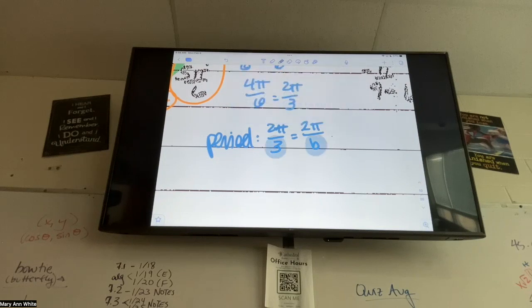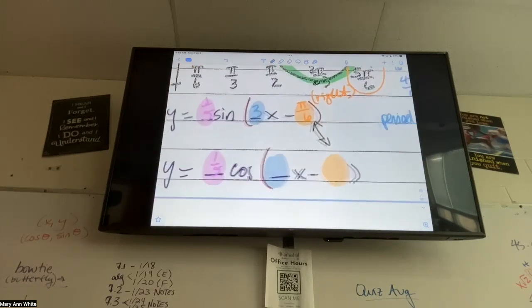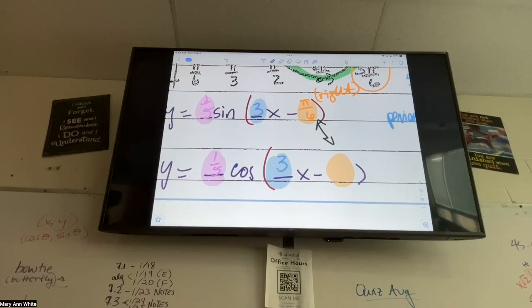3. That's it. Now, if it wasn't as pretty and easy as this, you could cross multiply and solve for B, but it's just that simple. I've got B is 3 because 2 pi divided by B is my period, and my period this time is 2 pi over 3. That means that my b for my cosine is also going to be 3. Okay, everyone okay with that so far?